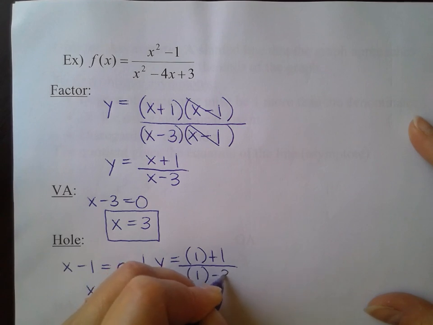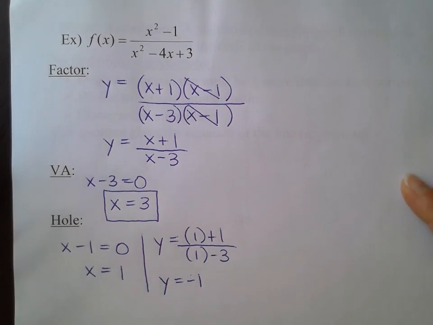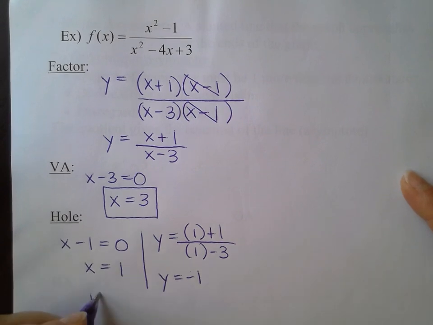So if I do that, I'm going to have 2 divided by -2. So the y value will be at -1. So altogether, that means I have a hole at the point 1, -1.